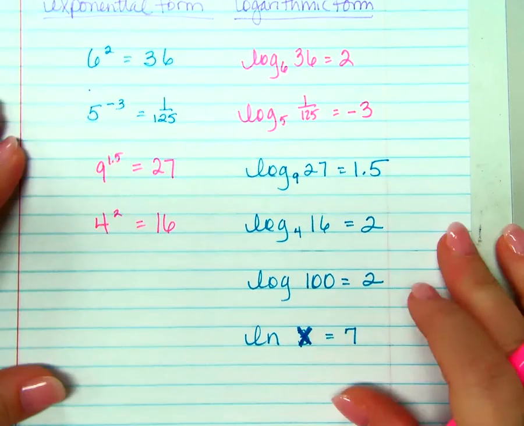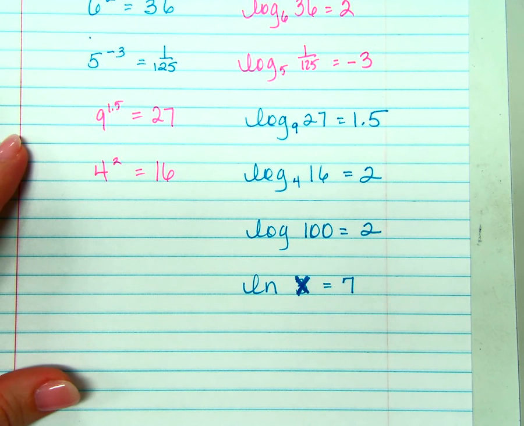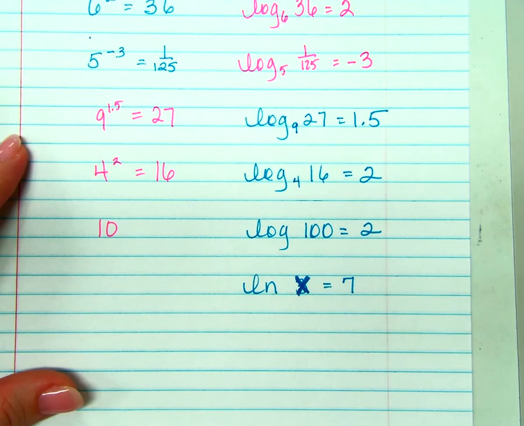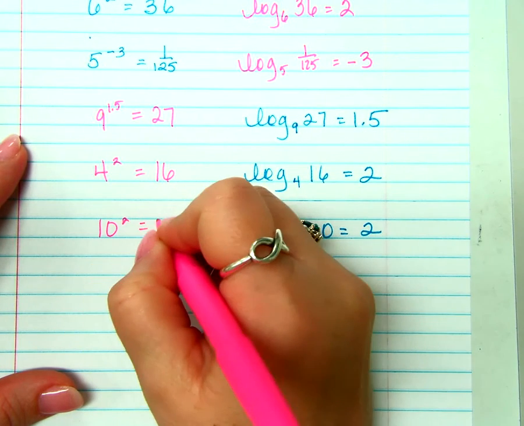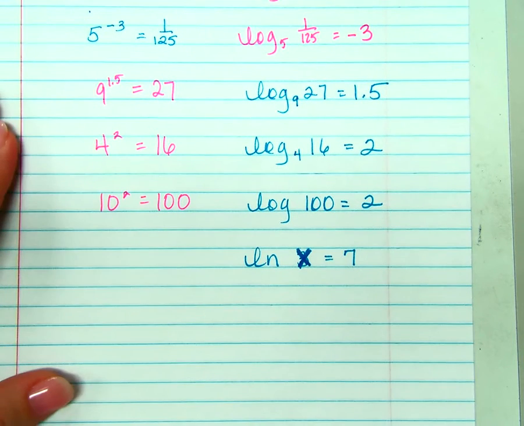Okay, what about this one? Wait, 10? This doesn't say 10 anywhere. Oh, understood. Okay, 10 squared equals 100. What about the last one?